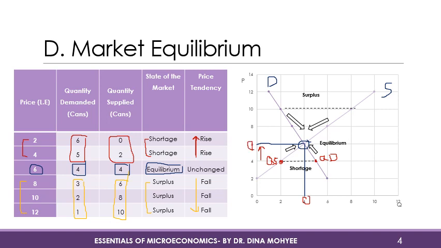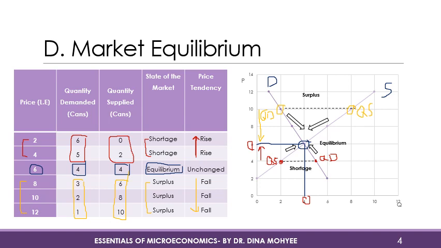On the other hand, at any price above the equilibrium price, we can find that the quantity supplied is greater than the quantity demanded. This is the quantity supplied. The quantity supplied equals 8, while the quantity demanded equals what? The quantity demanded equals 2 at the price of 10. This means that there is a surplus in the market, and when there is a surplus, the price tends to fall until we reach equilibrium again.